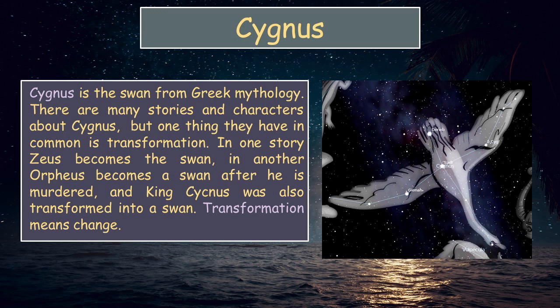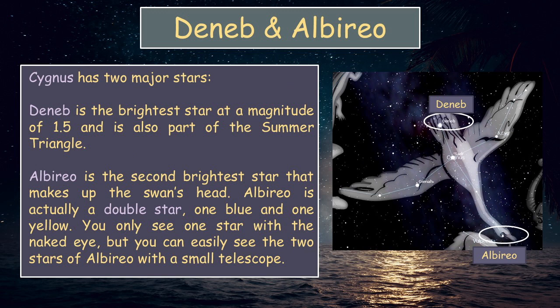In one story, Zeus becomes the swan. In another, Orpheus becomes a swan after he is murdered. And King Cygnus was also transformed into a swan. Transformation just means change. Cygnus has 2 major stars. Deneb, the brightest star at a magnitude of 1.5, is also part of the summer triangle.